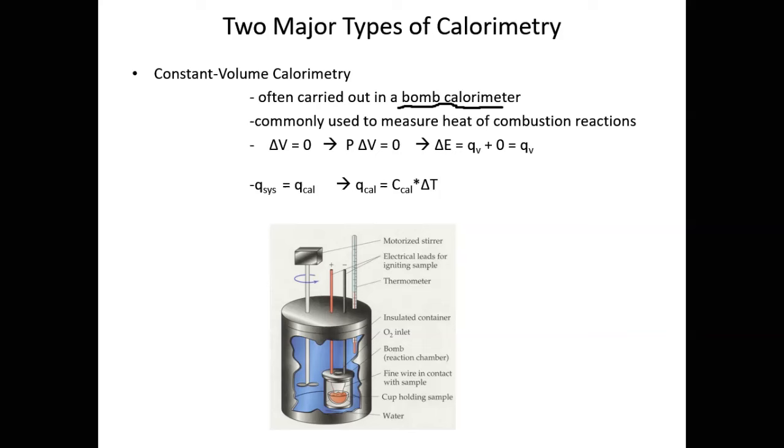Typically we use bomb calorimetry to measure the heat of combustion reactions. What you do is put your sample in a bowl, and you stick this in what's called a sealed metal container, which you purge with oxygen, and you combust it to see how much heat is released. Since the volume is constant, there's no work done.